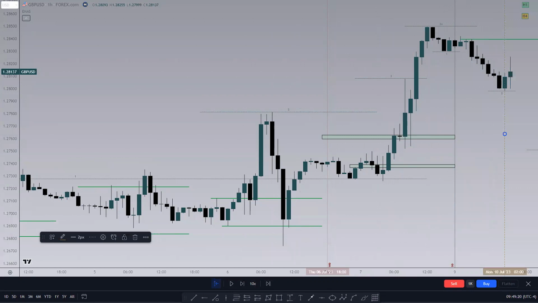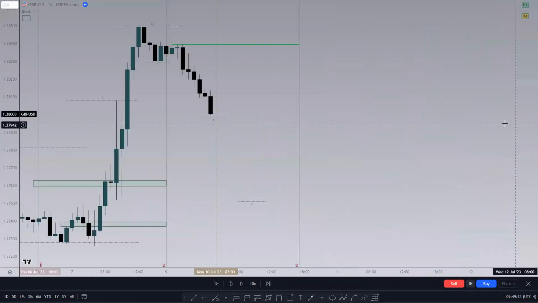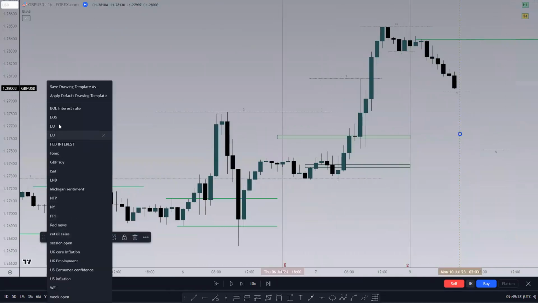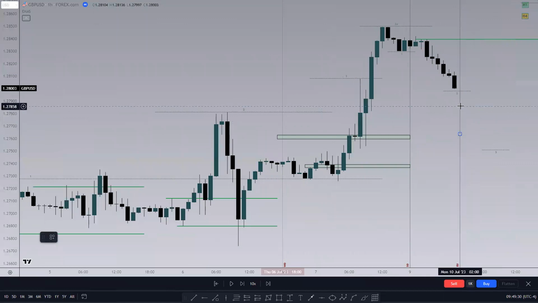So again, I'm just going to take this back a bit, right there. All right, and then I'm just going to map out the EU as well as the London Open timelines. There we go.